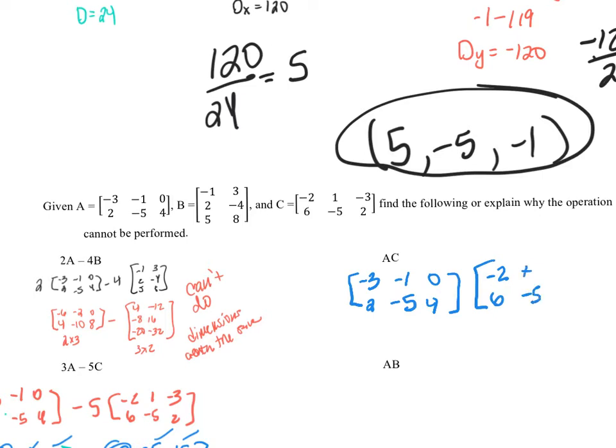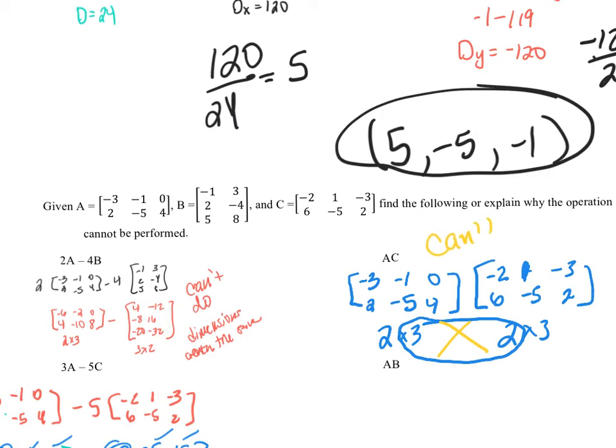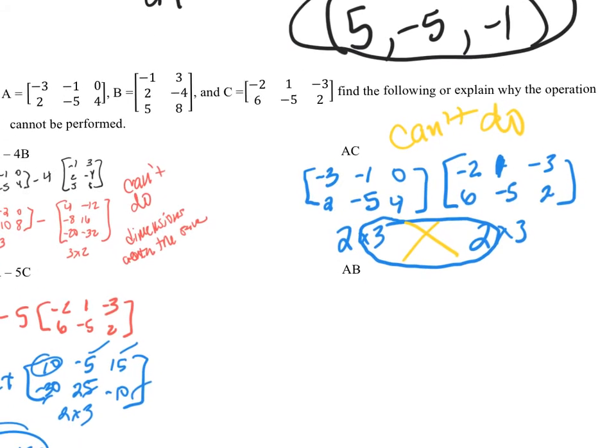Whoops, forgot to write the 1. 1, negative 5, negative 3, and 2. So check your dimensions. This is a 2 by 3. The second one is a 2 by 3. In order to be able to multiply, these two middle numbers have to be the same. Are they the same? No. So that is the reason this cannot be performed. You can't do this one. So now let's go to AB.